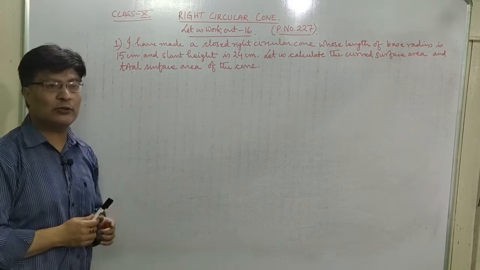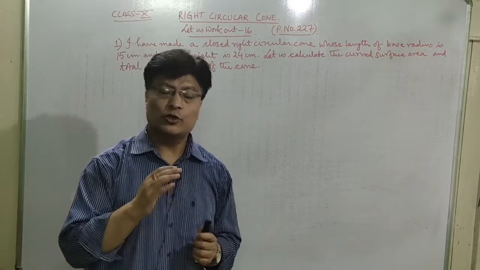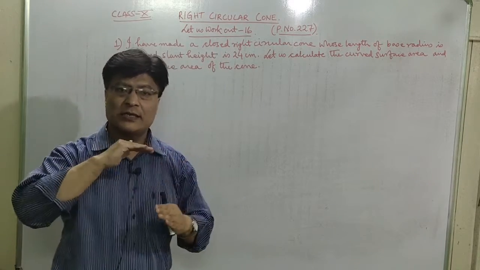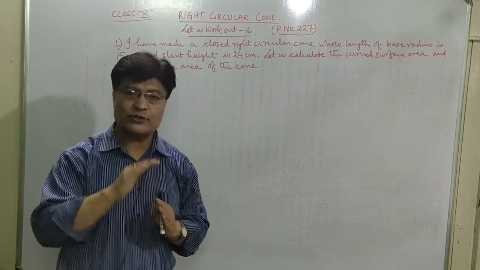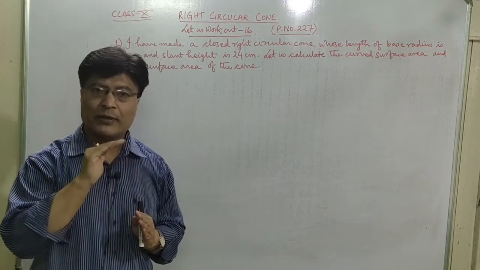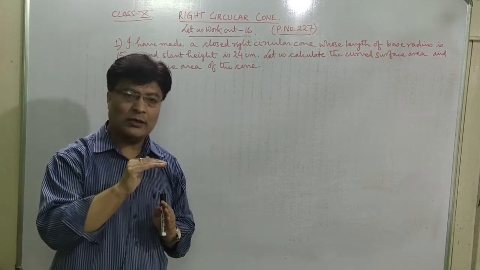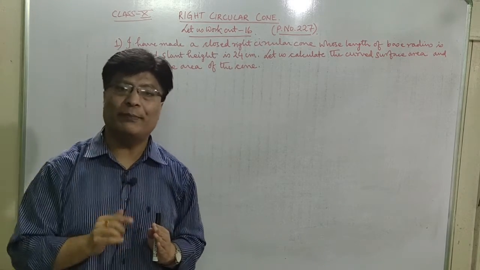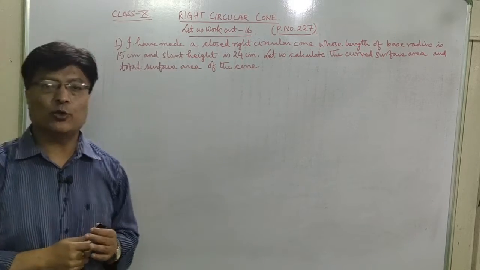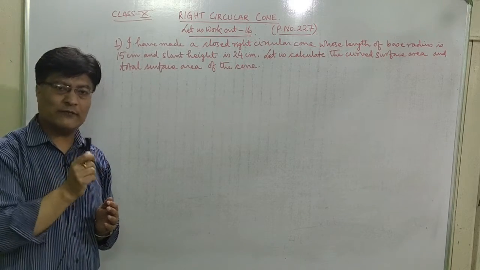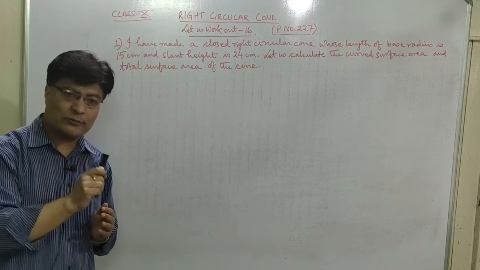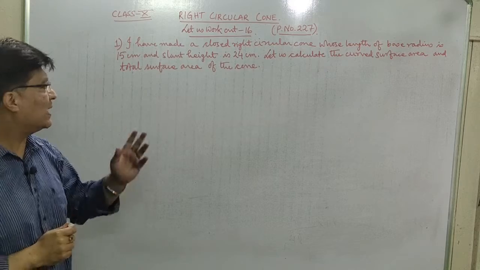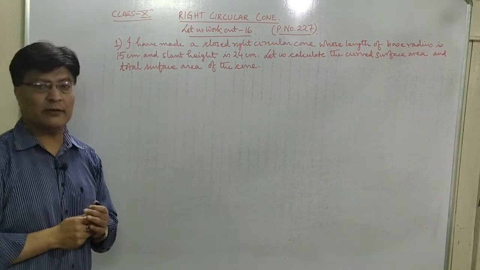And you have to calculate the total surface area of the cone. So what is meant by total surface area of the cone? Area of the slant surface or area of the curved surface plus area of the circular base. That will give you the total surface area. So total surface area is equal to curved surface area of the cone plus area of the circular base. That will give you the total surface area of the cone.